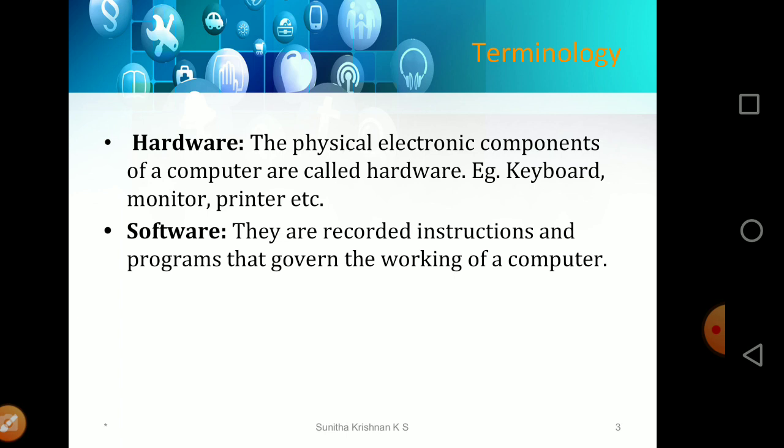Next is software. Software is recorded instructions and programs that govern the working of a computer. So whatever instructions are going on inside the computers, we don't see them, but we know that they are there. They do different operations inside the computers and make the computer solve some real life problems. So that is known as software.